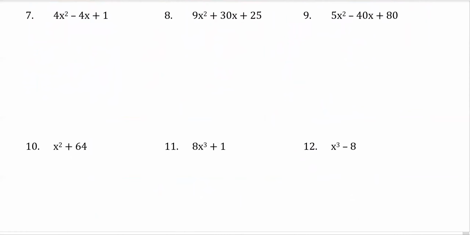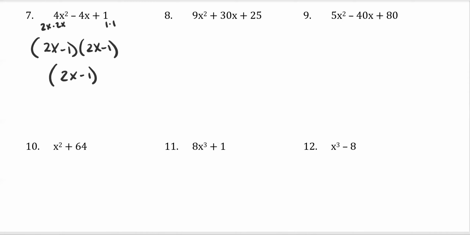Number 7. I see that the first term is a perfect square, 2x times 2x. 1 is a perfect square, 1 times 1. -4x is 2 times 2x times 1. So I'm going to use the pattern on this one. 2x minus 1, 2x minus 1, or 2x minus 1 squared. There's more than one way to work out a math problem. Just make sure that you have the same factors as I do.